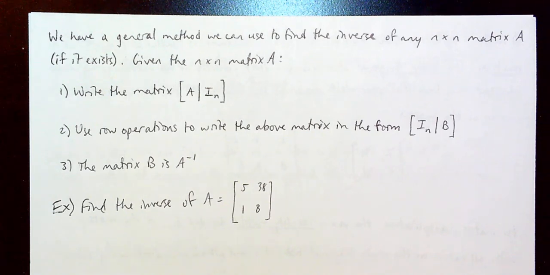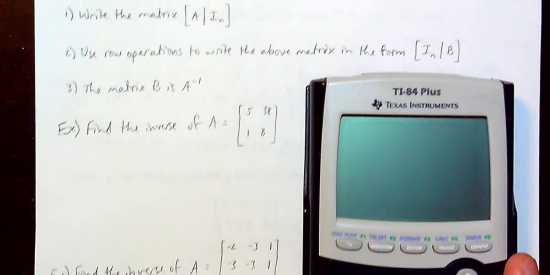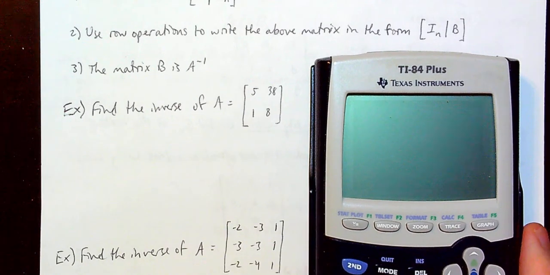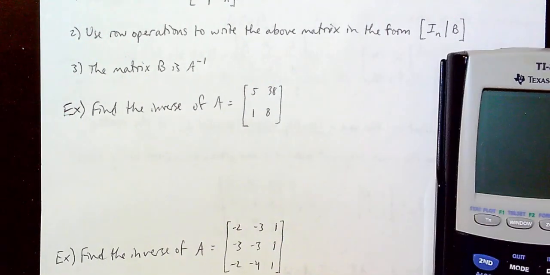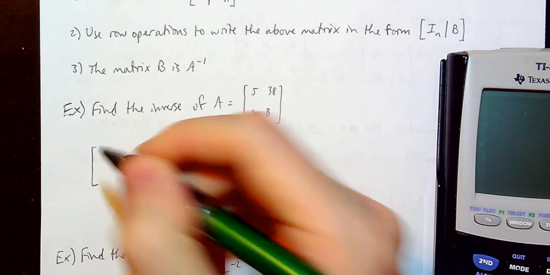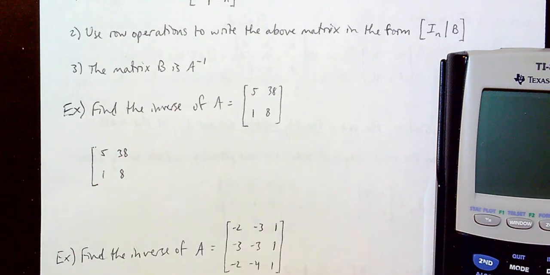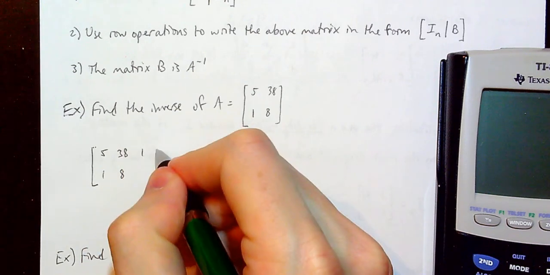So we're going to do a sample of each, one 2x2 and one 3x3, but we are going to employ the use of our calculator to help us get there just a little bit quicker. So we're going to find the inverse of this matrix here, 5, 38, 1, and 8. So I'm going to write this matrix, and then also to the right of it, I'm going to tack on the 2x2 identity matrix.